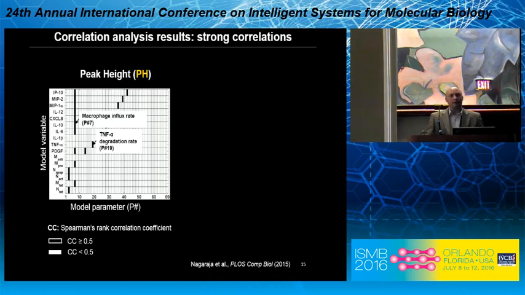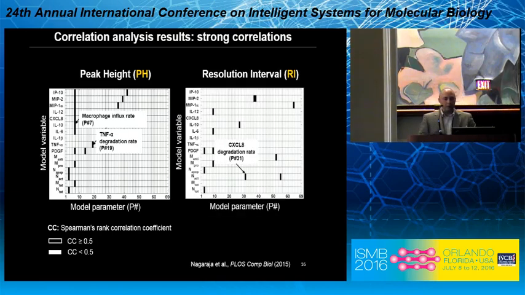This actually extends the results of our sensitivity analysis. And another interesting finding was that the TNF-alpha degradation rate was strongly correlated with the height of the TNF-alpha peak. And because TNF-alpha is such a prominent inflammatory regulator, which participates in many different processes, this result tells us that the TNF-alpha degradation rate is quite likely to affect the inflammation time course very strongly.